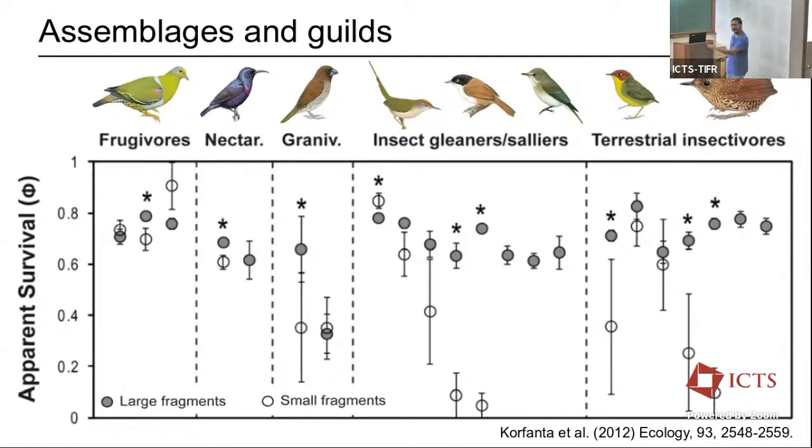So then I divide up species into guilds. So I can have species that are frugivores, feed on fruit, species that are nectarivores, species that feed on seeds, granivores, and then species that feed on insects. And then I can ask, actually, does the survival rate of terrestrial insectivores differ from the patterns in survival rates of frugivores?